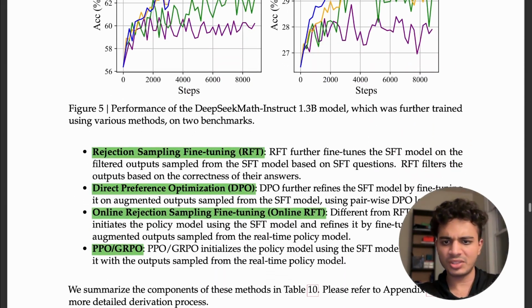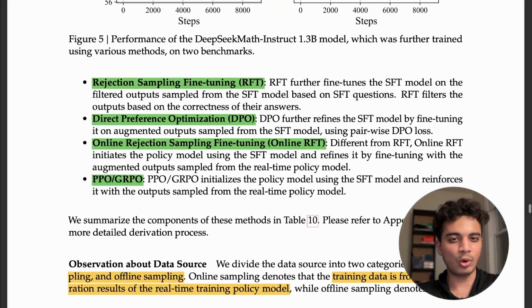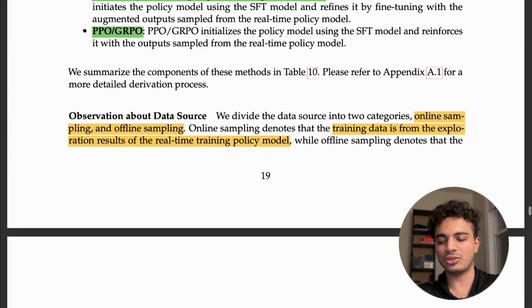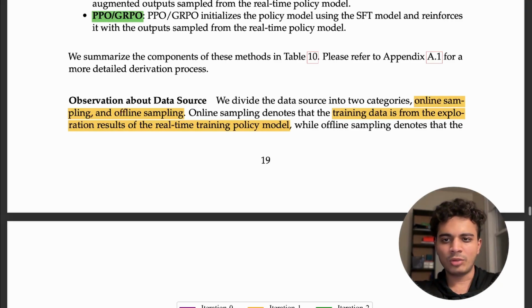So pretty simple stuff. They have kept it very modular so that you can use anything that you want in your own projects or anything. Fine. So observation about data source. What do they observe with that?